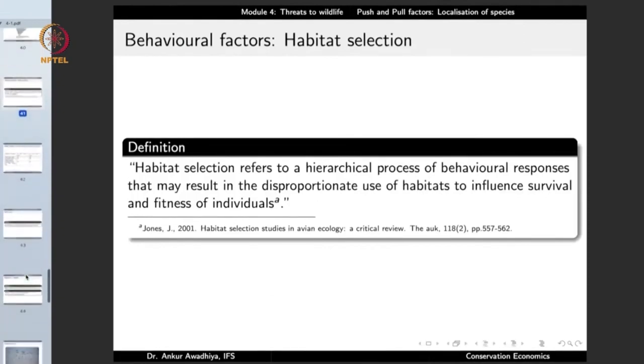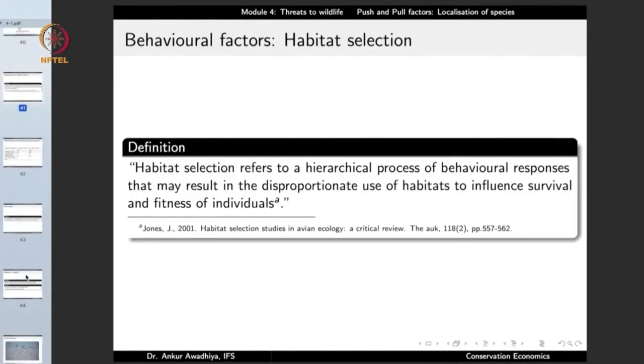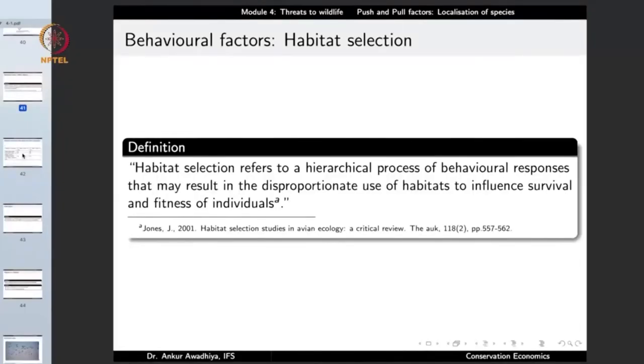Another factor is the behavioral factors, such as habitat selection. Habitat selection refers to a hierarchical process of behavioral responses that may result in the disproportionate use of habitats to influence survival and fitness of individuals. So in the case of habitat selection, what we are saying is that there are two habitats that are equally suited for an organism. But it so happens that the organism does not prefer one, it only prefers the other one. And because of this behavioral response, it is possible that the organism will be found only in one habitat and will not be found in the other habitat.